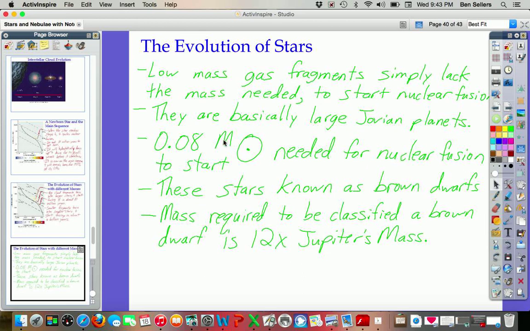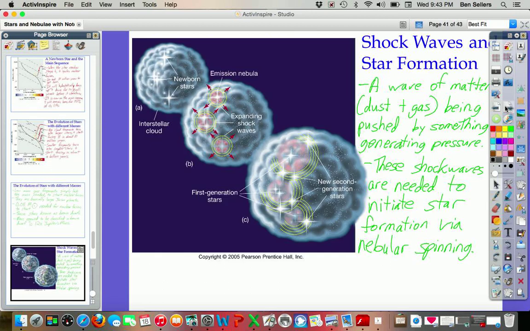0.08 solar masses are needed for nuclear fusion. Anything less than that becomes what we call a brown dwarf. So anything above that limit will become a star.